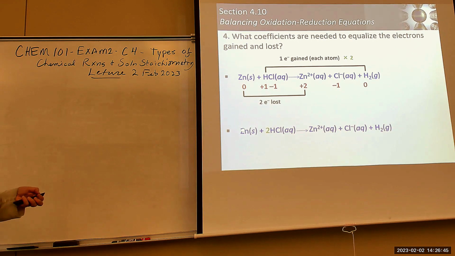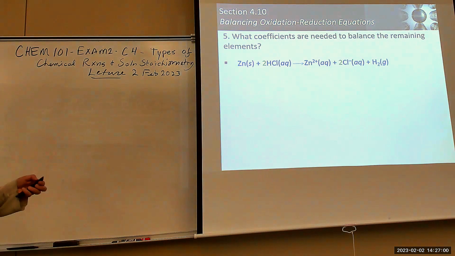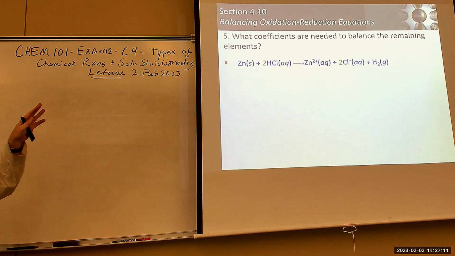And now we check to see ourselves if the atoms are balanced. There's one zinc here, one zinc there, two hydrogens there, two chlorines there. Oh, we need two chlorines over here. Oops, sorry. Too far. So we put a 2 right here. Now we're balanced. Balance the electrons first, then finish off the atoms. That's a very simple example. There are more complex ones hanging out there in the ether.